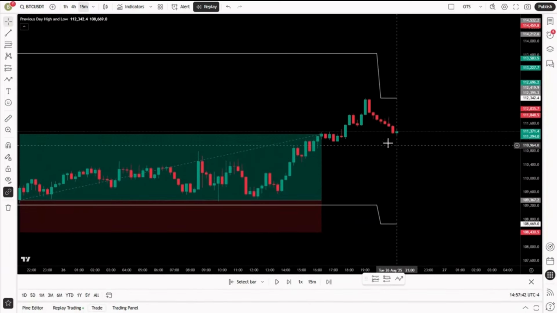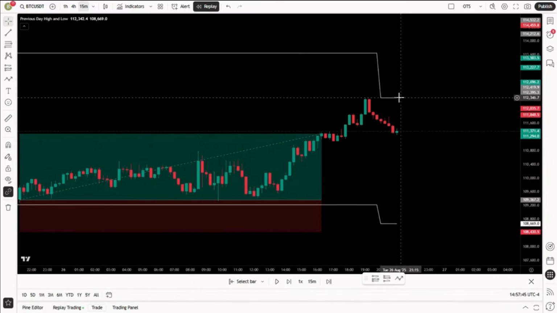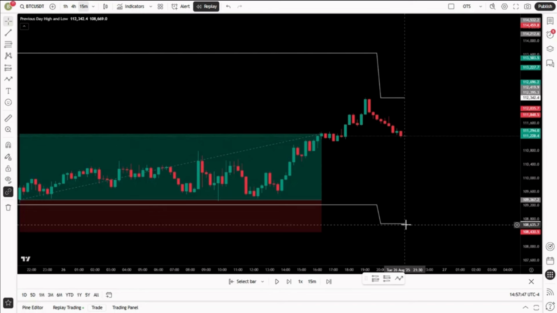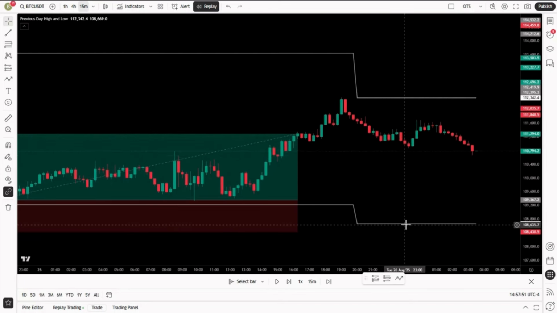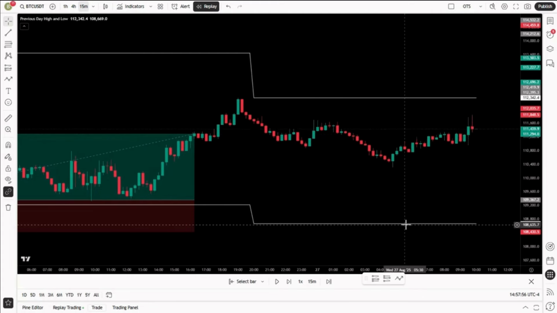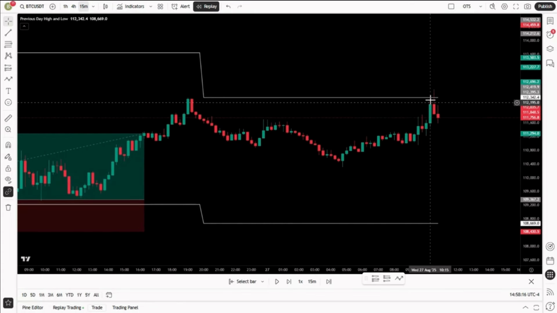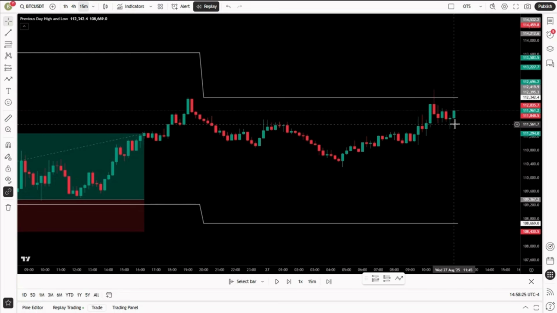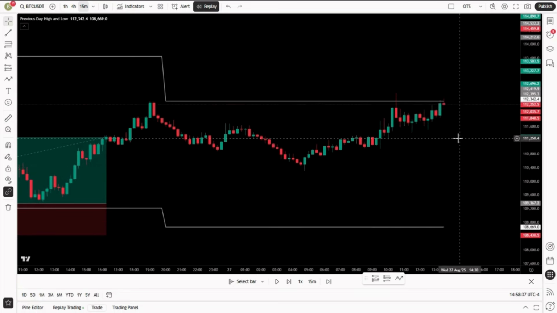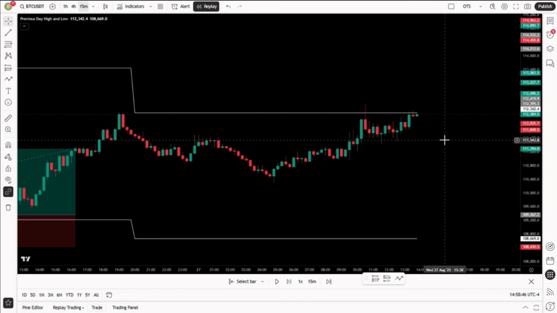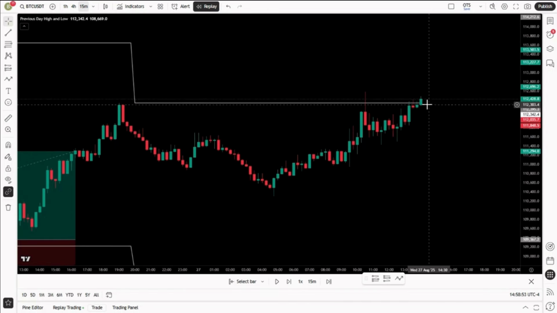Now we have a new trading day. This line marks the previous day's high and this one marks the previous day's low. Price took out the high, but there was no candle closed outside the range, so this is not a valid setup. The price closed a candle outside the range. Now, we will wait for it to come back inside the range before looking for a short position.